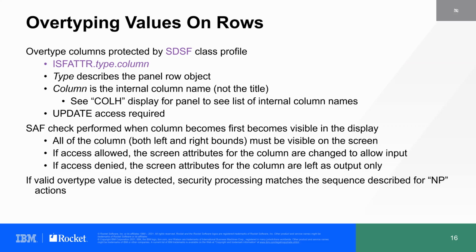So once that valid overtype value is detected, and there is some validation to see what type, but once we have that, then basically it falls through the sequence that we described for doing an MP. So it goes through the same sort of things. Now, is there an object row profile? Are we doing an operator command? Then we have to protect that. We have to check the opera commands profile. So it's exactly the same process as if we were typing an action.